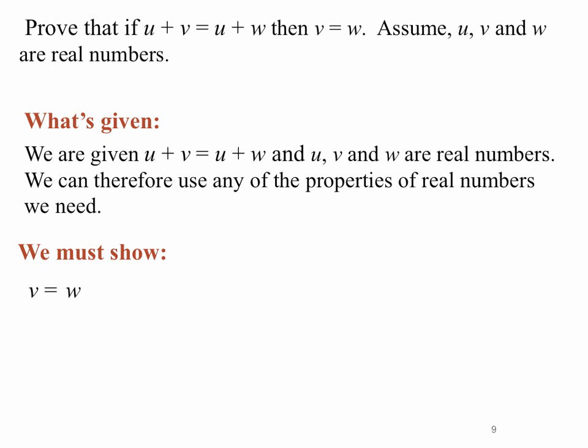And what must we show? Well, we must show that v is then equal to w. So this is something we use in real numbers all the time, right? That if u plus v equals u plus w, we all assume that v must be equal to w. And so what we want to do is rigorously prove that here.